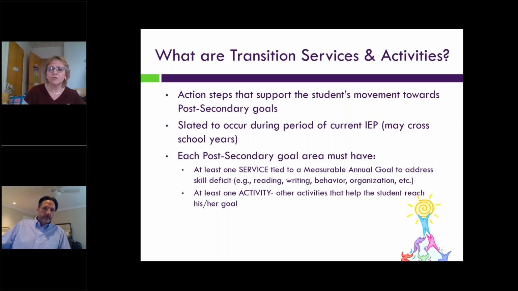So sometimes those services and activities might look a little bit different, or might actually be the same every year. One of the things you really need to make sure of is that at least one service is tied to your measurable annual goals, whether it's reading or writing, or whatever the student's needs are. And these transition services and activities are really how we can help a student reach their dreams.